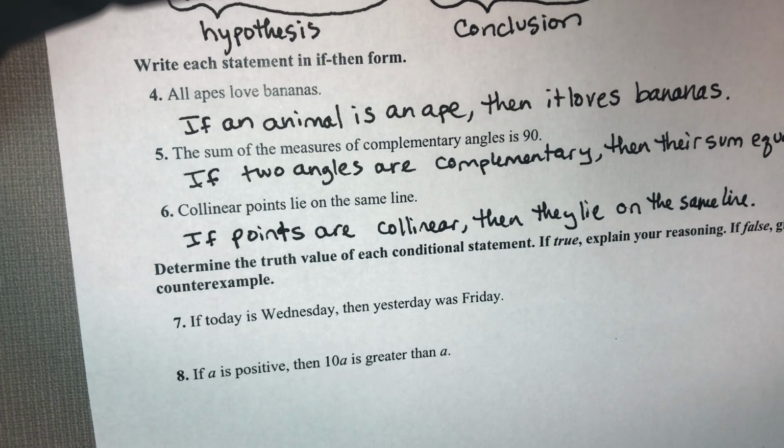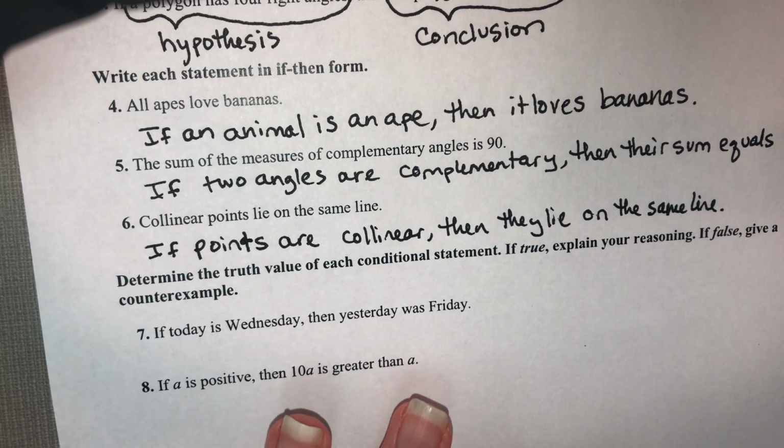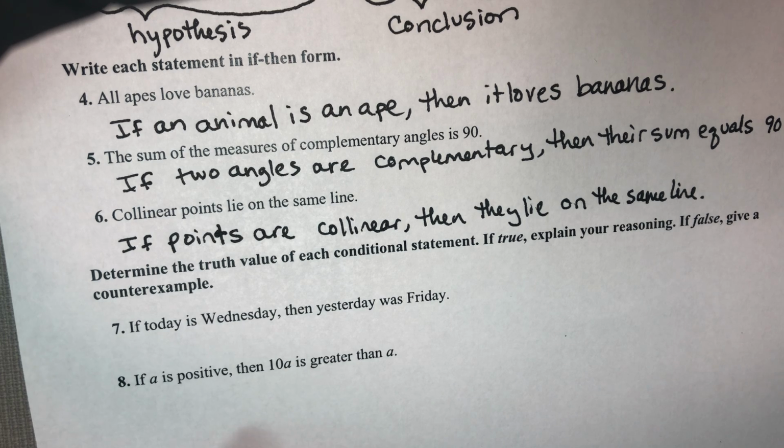All right, the next one says, determine the truth value of each conditional statement. If it's true, explain your reasoning. If it's false, give a counterexample. So here we're trying to figure out, is this a true statement or is this a false statement? And keep in mind in geometry that we say it's a false statement if it could ever be false. If there's even one counterexample which you could make that would show how it might not be true, then that statement in geometry is considered to be a false statement.